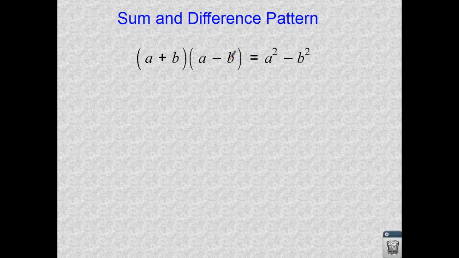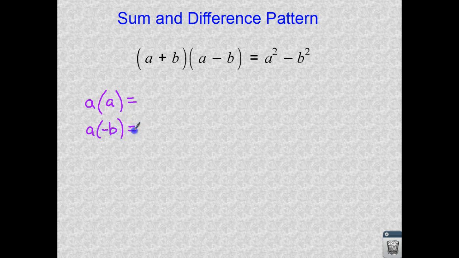Well, let's use the form that we're used to. Let's take that distribution twice. So I'm going to have a, multiply it by a, get an answer. I'll take that a, multiply it by a negative b.